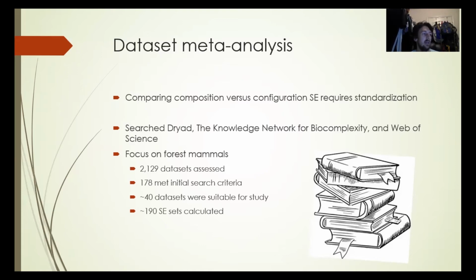Each data set tends to have more than just one species. And so even though I only have 40 data sets, I'm able to calculate 190 sets of scale of effects. So if I have a data set that reports on both ocelot and jaguar, well, I can use both of those species as two independent, well, somewhat independent sets of scale of effects.